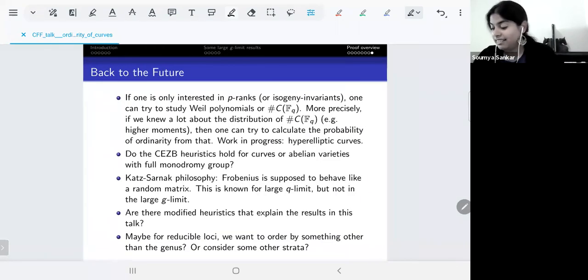And lastly, people might be offended if I say something like this, but maybe for reducible loci, you don't want to consider the genus. You want to order by something other than the genus. If you're considering Artin-Schreier curves, maybe the thing to look at is not the genus going to infinity. I'm not brave enough to volunteer a guess of what should replace it, but maybe there's some other kind of height function on the Artin-Schreier locus.